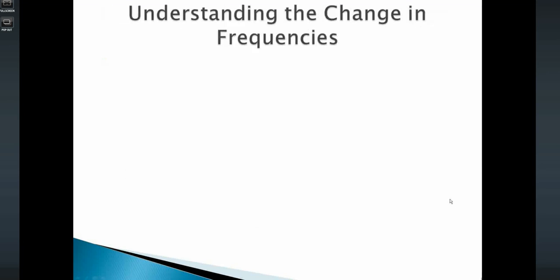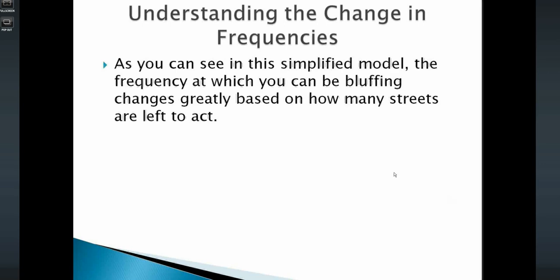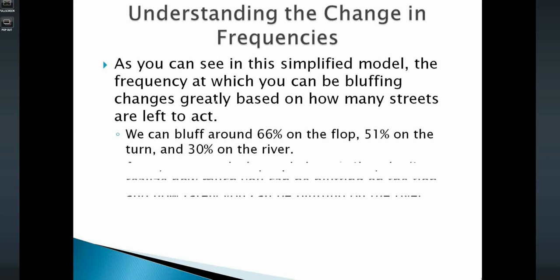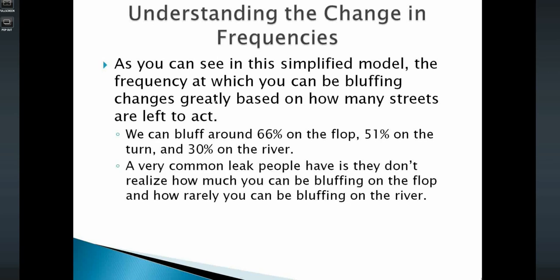Understanding the change in frequencies. As you can see in this simplified model, the frequency at which you can be bluffing changes greatly based on how many streets are left to act. We can bluff around 66% of the time on the flop, 51% on the turn, and 30% on the river. A very common leak people have is they don't realize how much you can be bluffing on the flop and how rarely you can be bluffing on the river. It's very important that you understand this concept.